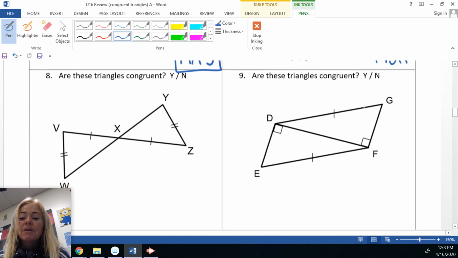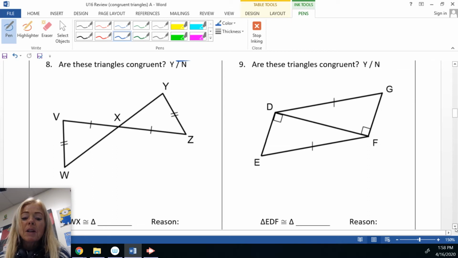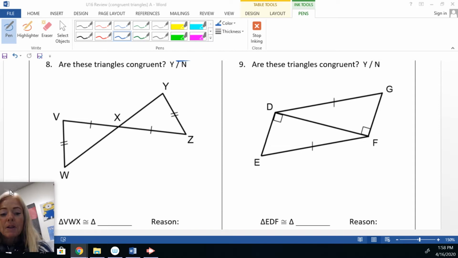Same thing. Are they congruent? And then what's the reason? So, are they congruent? Oh, I'm going to have to move my little face over. Maybe. Can I? Here we go. All right, I just want to see that congruency statement.